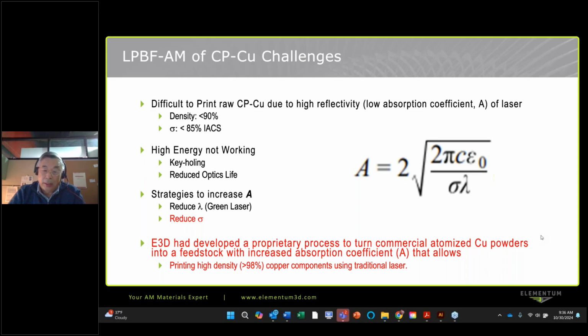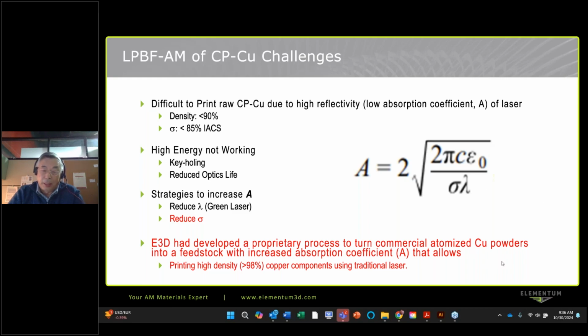So if you look at this equation, the relationship, it tells you you only have two options. One, you reduce the wavelength, change the color type. The other is reduce the conductivity of the powder. So the first strategy, reduce wavelength, is already commercial, green light, green color lasers are out there. But for the ordinary laser printers, at Elementum 3D, we focus on changing the powders.